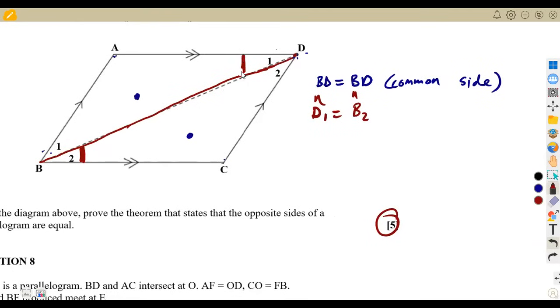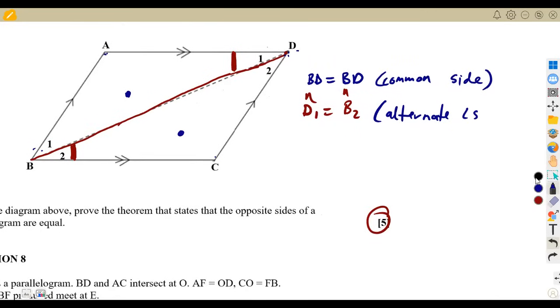Why are we saying so? These are alternate angles. Which sides are we talking about? AD being parallel to BC. So AD is parallel to BC, like that. Now let's move on to another. Is it the only condition? No. There are some that are the same also.